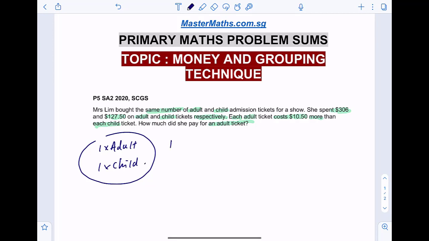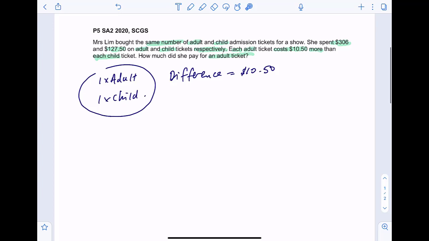The difference in pricing will be $10.50. This is for one each. But now I know that she has definitely bought more than one ticket. Why is that so? Because the difference is not $10.50. The difference in her cost between the adult and the child tickets is actually $306 minus $127.50. Okay, this is the actual difference that she had.